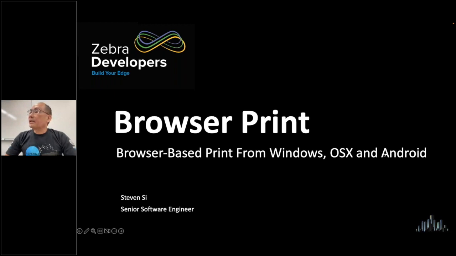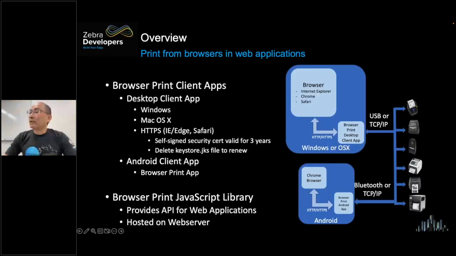This is a high-level overview of what Browser Print looks like from the architecture perspective. There are two parts to Browser Print. First is the Browser Print client app. It acts as an agent on the local PC, local MacBook, or on the Android device. It talks to the printers either through the network or USB, or through the network or Bluetooth if it's Android.